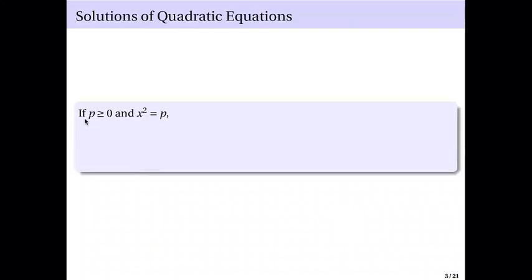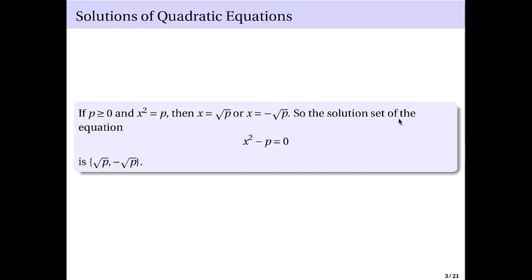First, suppose we have some number p greater than or equal to 0, and we have the equation x squared equals p. Then the solutions to this equation are the following: x equals square root of p, or x equals negative square root of p. So the solution set of the equation x squared minus p equals 0 is square root of p and negative square root of p.